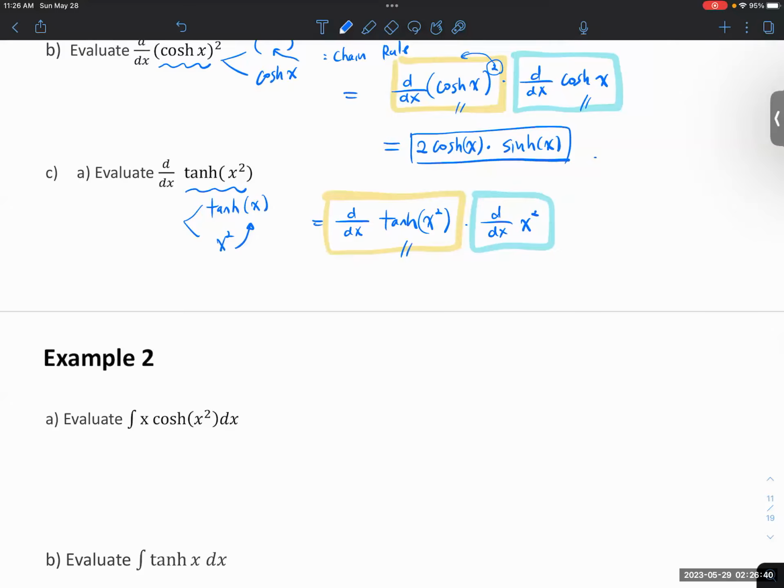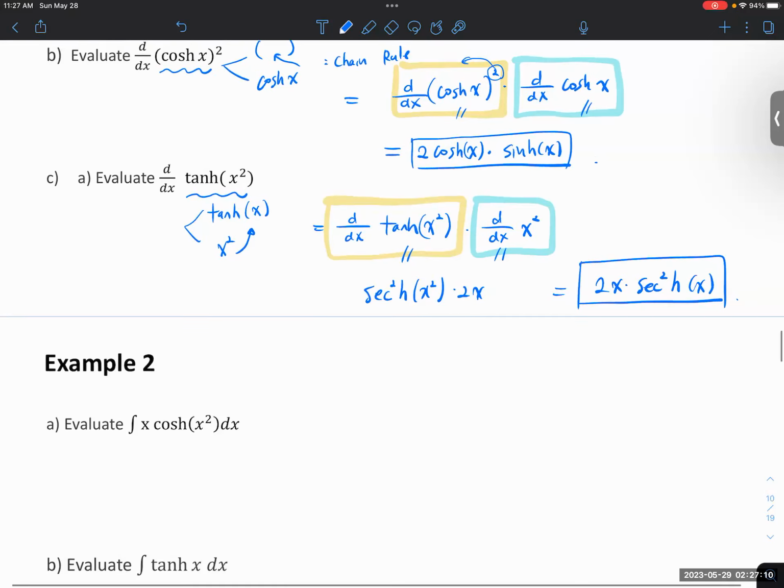So for tanh, if you take the derivative, we talked about it, it's going to be sech²(x²). And then the derivative of x² will be 2x. So therefore, 2x times sech²(x²). There we go, that's your final answer. So I hope you have better confidence in what we are doing. We understand the hyperbolic function and how to take the differentiation so far.